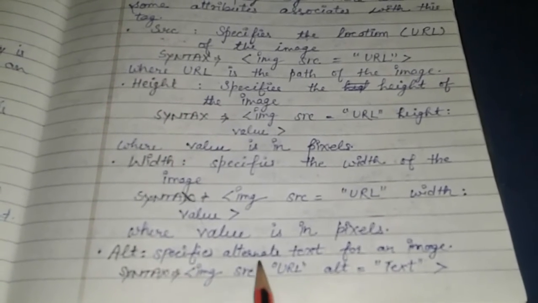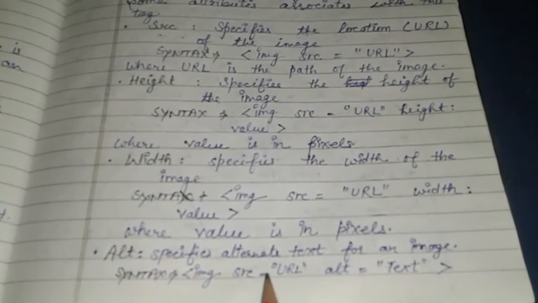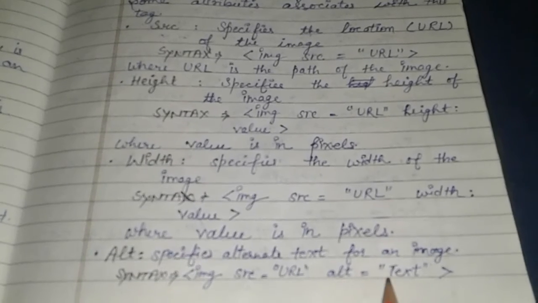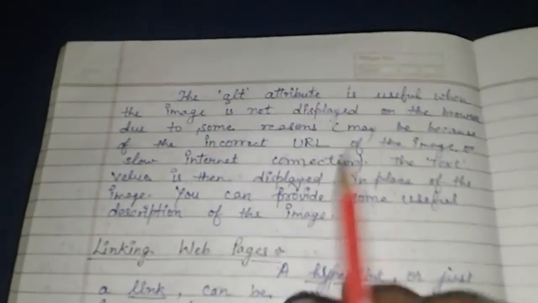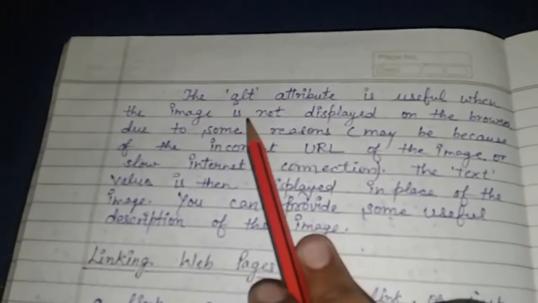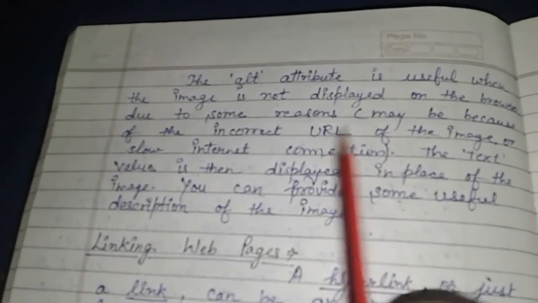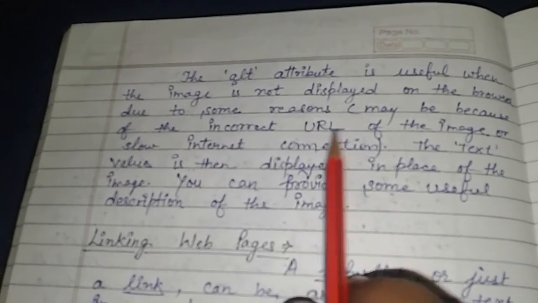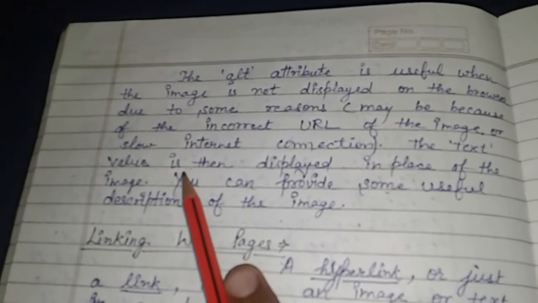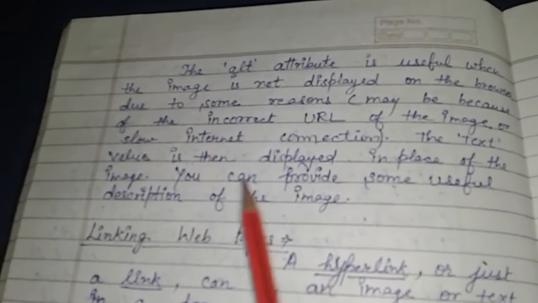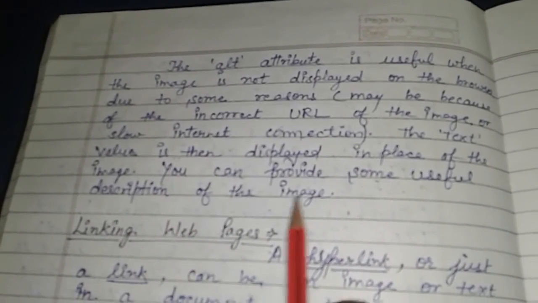ALT specifies alternate text for an image. Syntax: img src equal URL in double quotes, ALT equal text in double quotes. The alt attribute is useful when the image is not displayed on the browser due to some reason, maybe because of an incorrect URL of the image or slow internet connection. The text value is then displayed in place of the image. You can provide some useful description of the image.